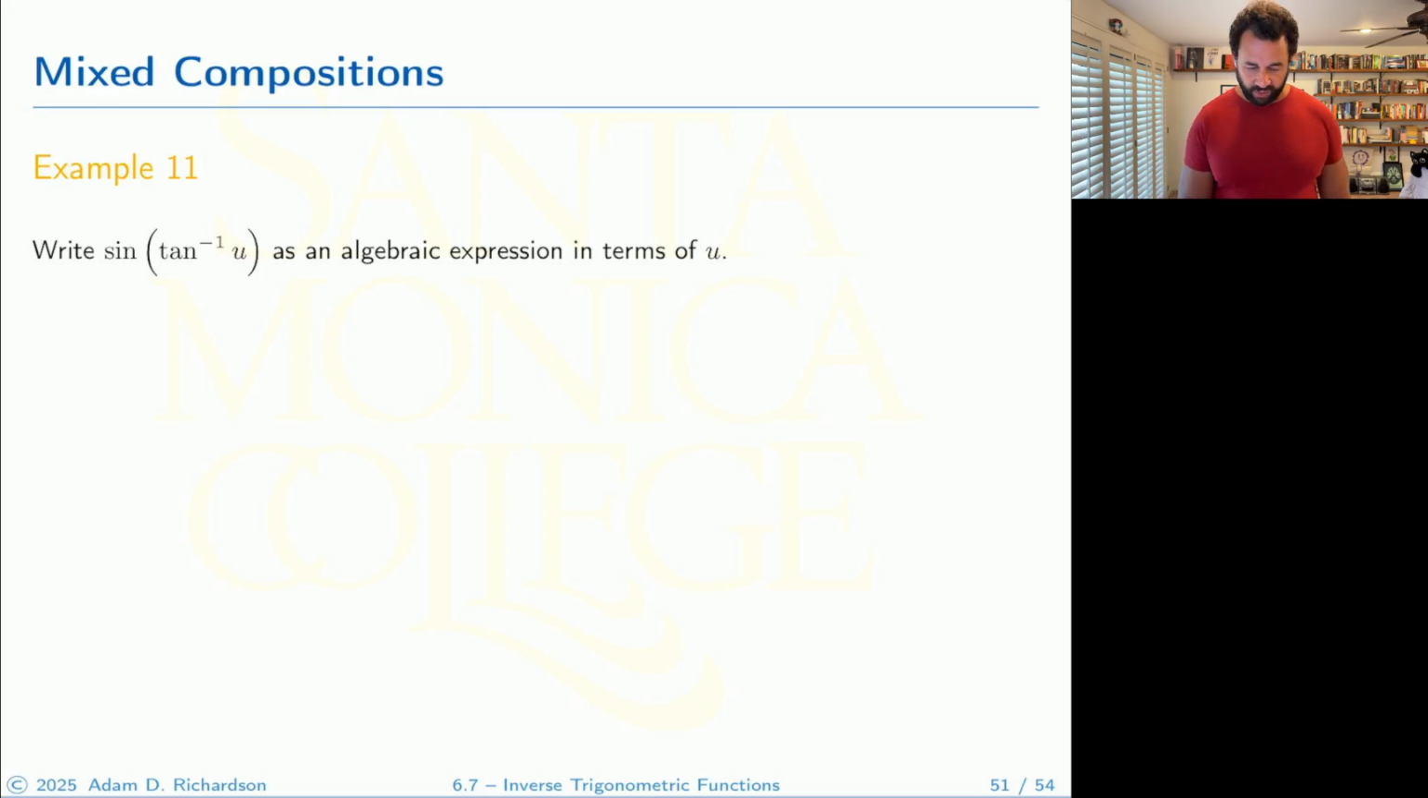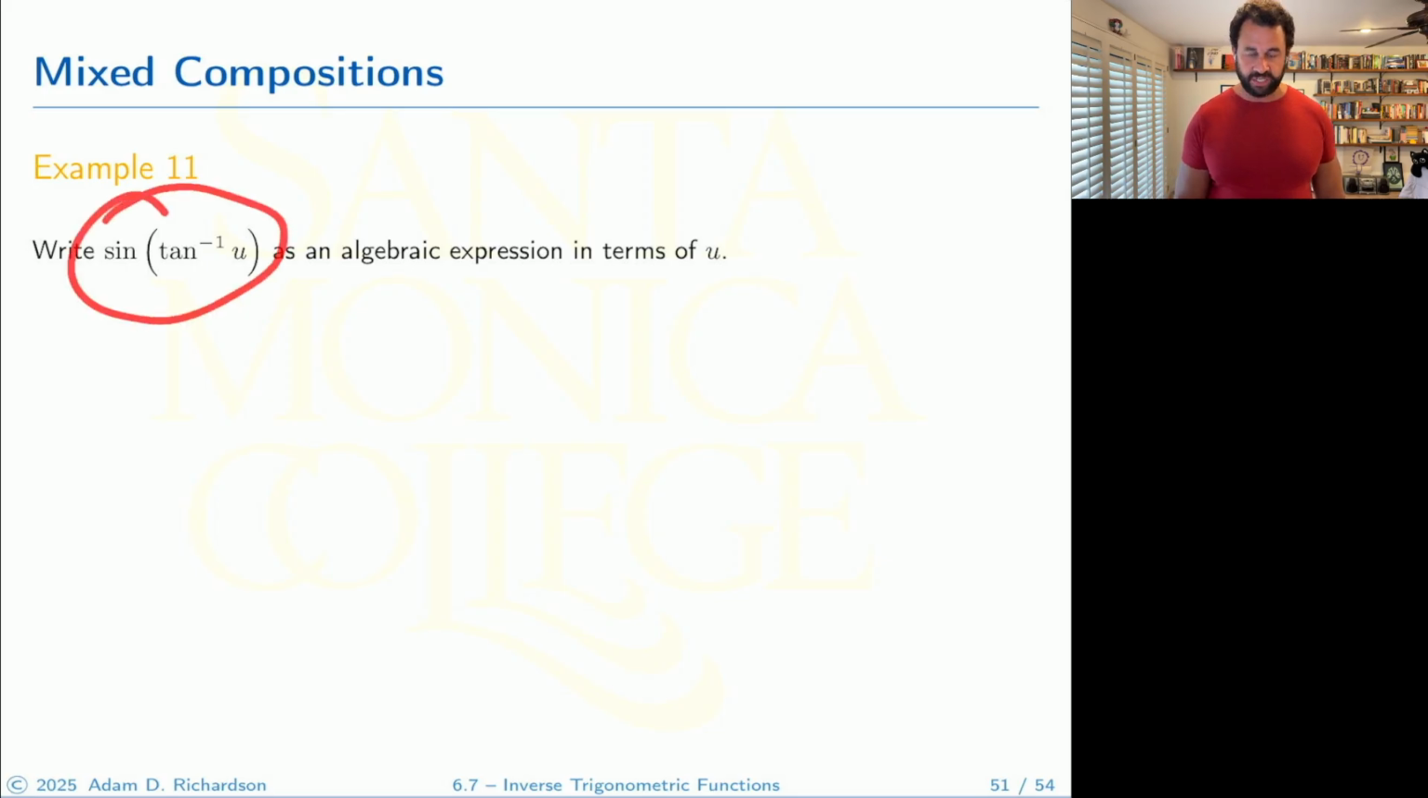We want to try to write this as an algebraic expression in terms of u. So let me explain what this is asking. As this is written, this expression is not an algebraic expression in its nature. It's a transcendental expression, and that's because these functions, sine and tangent, are transcendental functions. I won't go into the details of what that is, but maybe you can imagine that it's related to the definition of an algebraic number versus a transcendental number.